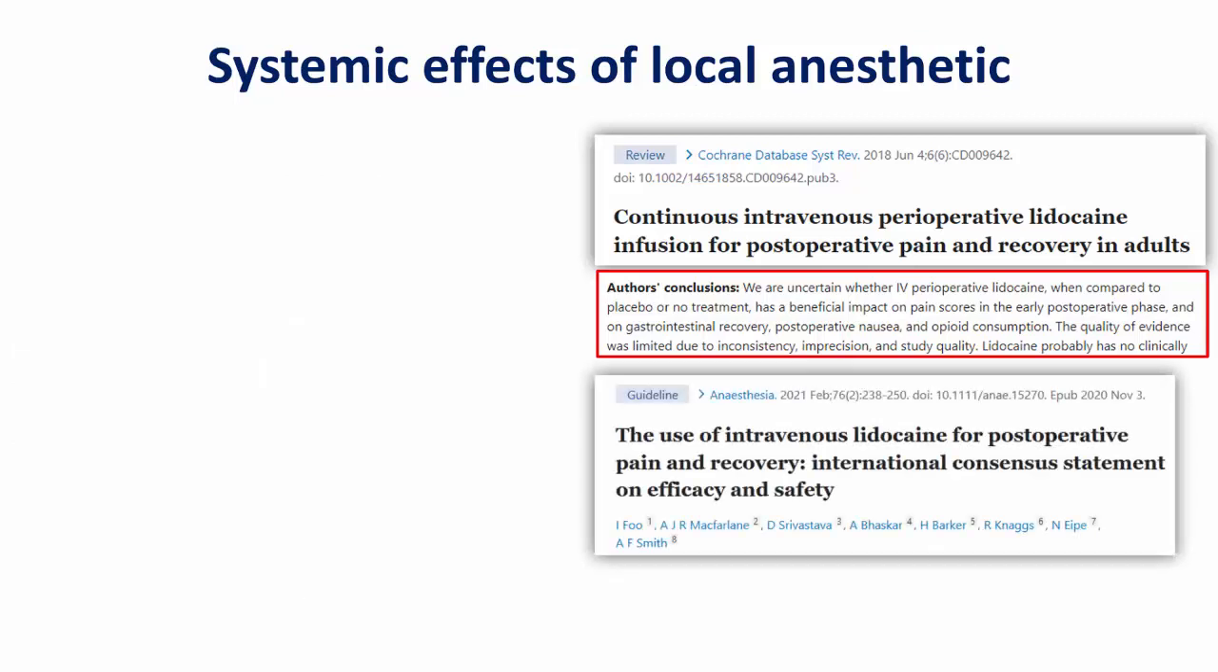And hot off the press, this international consensus statement summarizes the available evidence to try and answer this question, but unfortunately was unable to give us a definitive answer, suggesting instead that it may depend somewhat on the setting in which it is used.